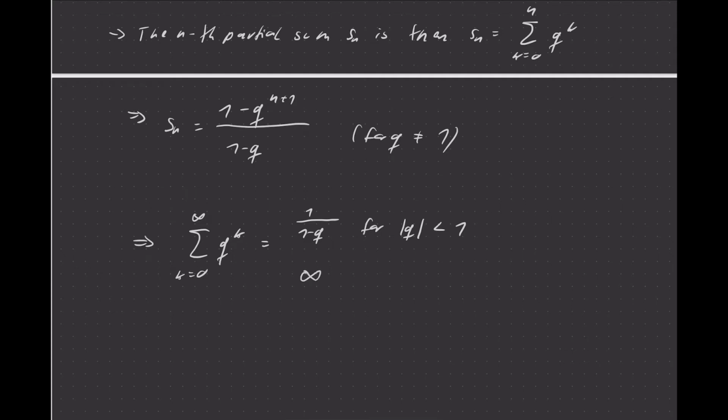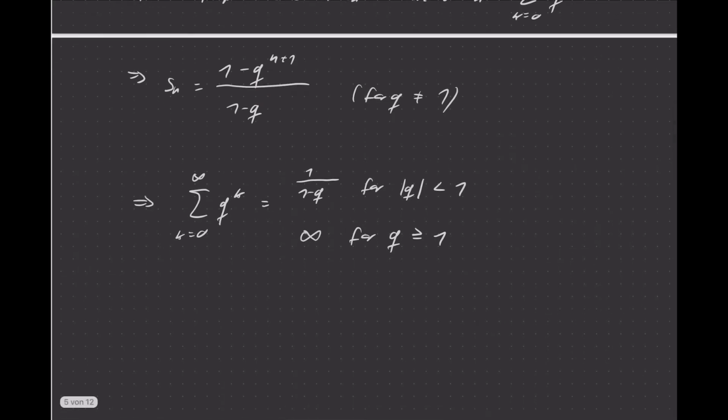It goes to infinity if q is greater or equal to 1, because in this case, as you can see here, this here will grow and grow and grow. So this will become a larger and larger negative number. Of course, this here is also a negative number, so it still goes to plus infinity then. Okay, so we have this here.